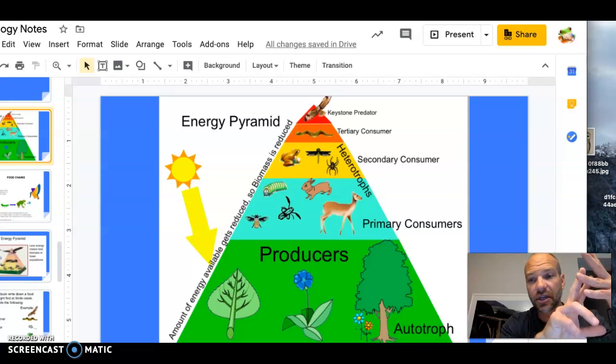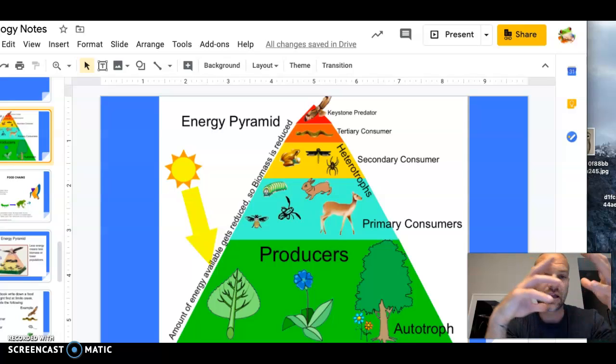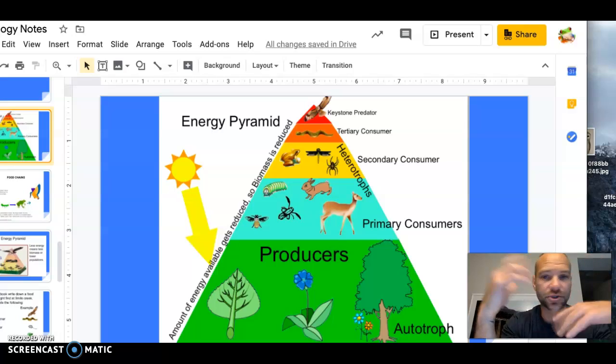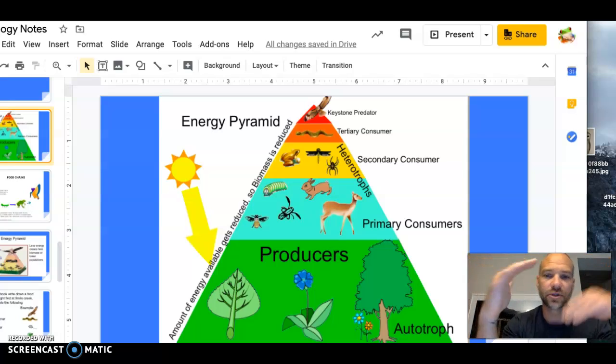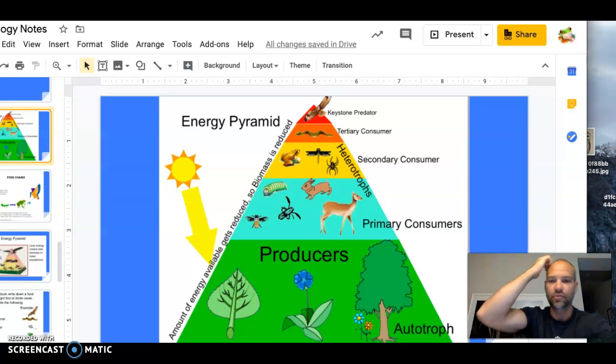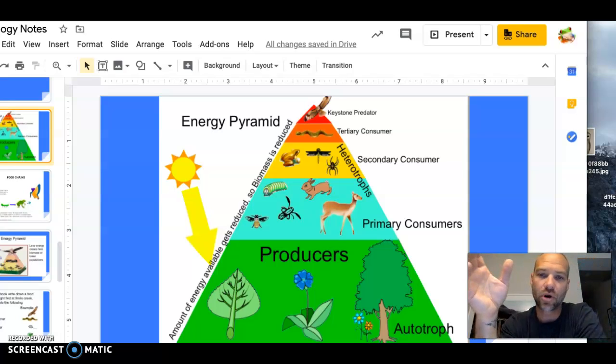Now, the deer and the bunnies use up energy. They use it to heat their bodies. They use it to grow fur and shed it every year. Because of that, they have lost energy to our system, and it's not available to whoever eats the primary consumer. And whoever eats that primary consumer is known as a secondary consumer.